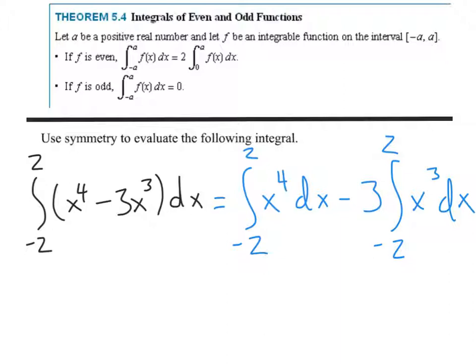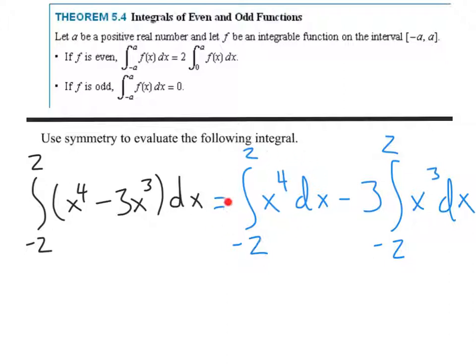Here's another example we can solve using symmetry, but in this case we have two separate functions that have two different types of symmetry. First thing is, remember, you can split up an integral over addition or subtraction, so I split this into the integral of x to the 4th dx, and then minus 3 times the integral of x cubed. Now, this first piece is an even function because it has an even power. This piece is an odd function because it has an odd power.